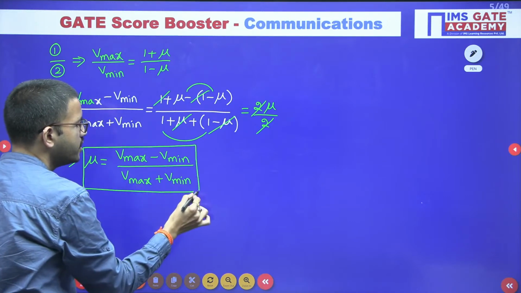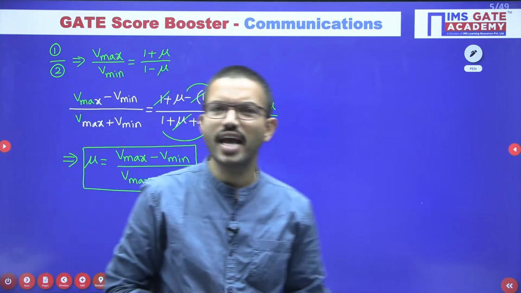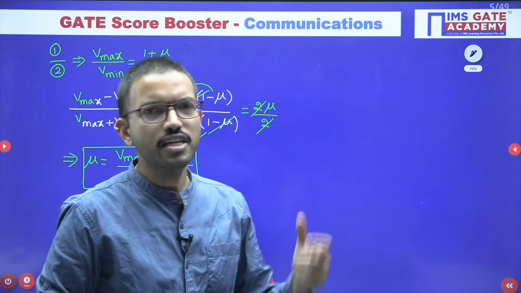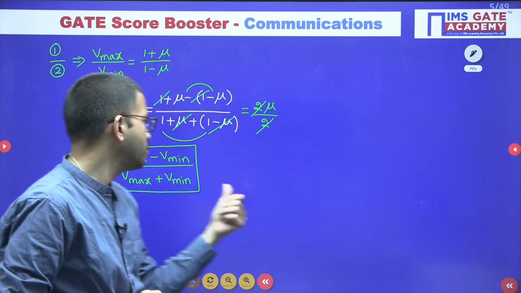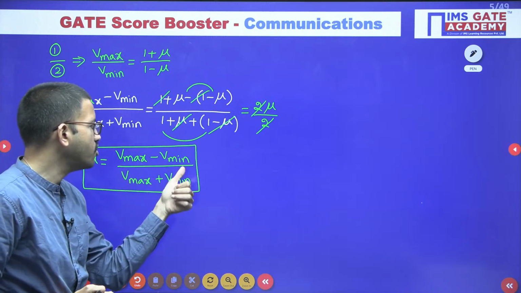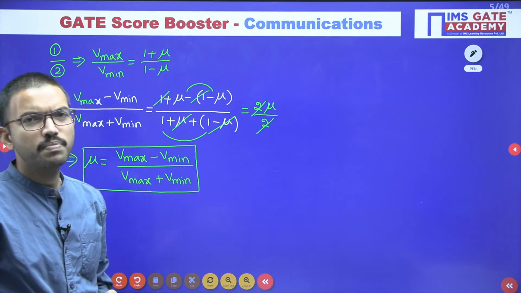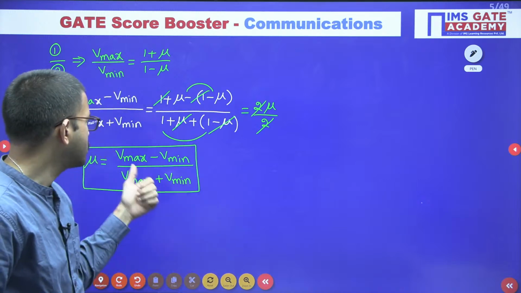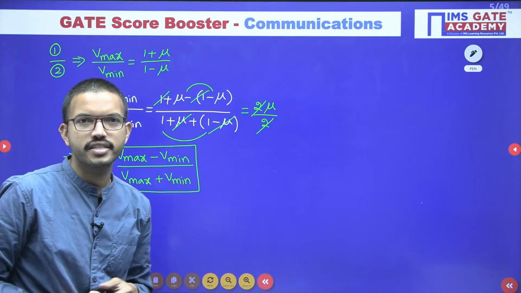You can use this whenever in the question you are having an amplitude modulated wave. So directly from the amplitude modulated wave, how to calculate the modulation index? This is the formula: Vmax minus Vmin divided by Vmax plus Vmin. With the help of this formula, you can calculate the modulation index.